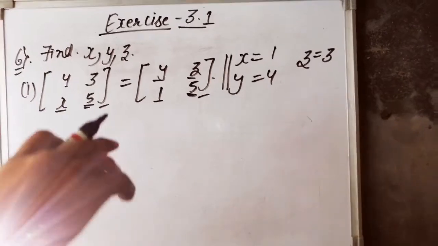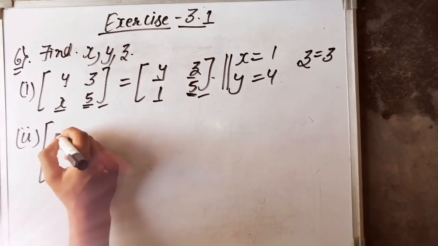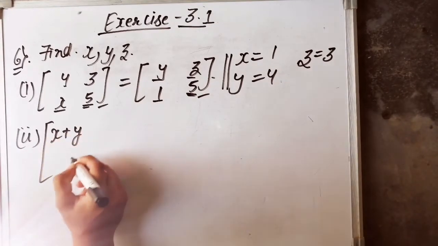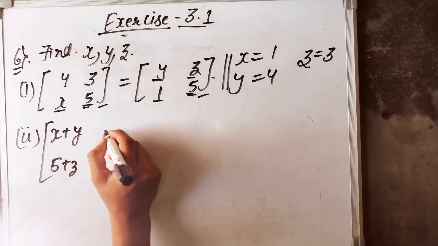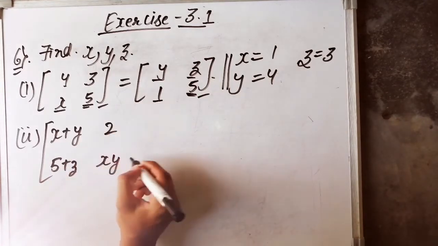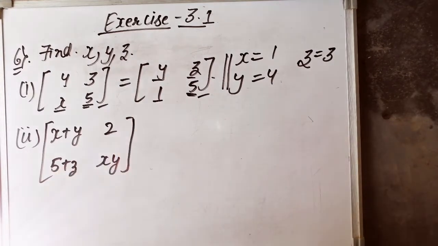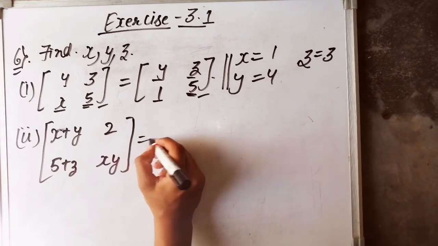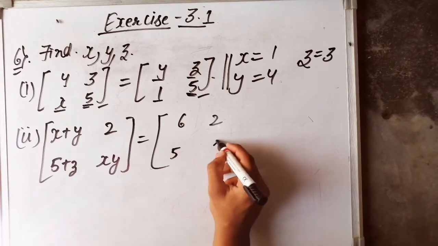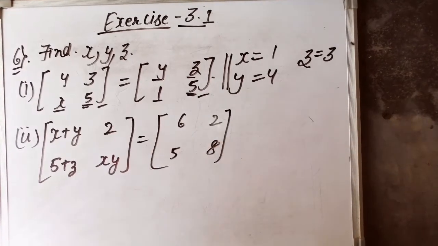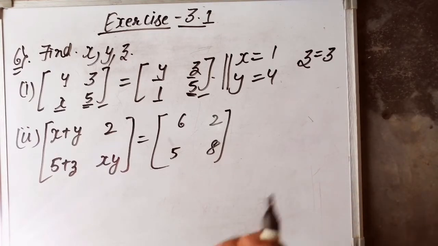This was the first part of this sixth question, and let's have a look at the second part of this question, which is x plus y, 5 plus z, 2xy, 6, 6 2 5 8. This is the matrix which is given to us, and we need to find out the x, y, z values.